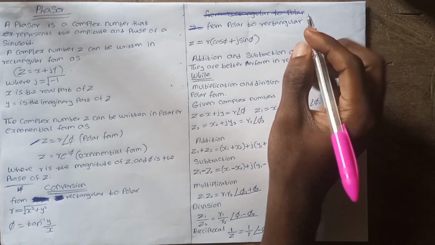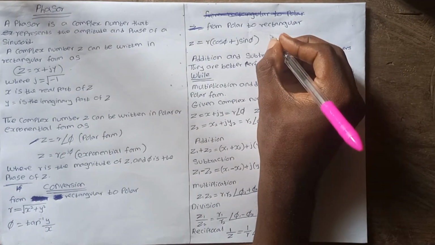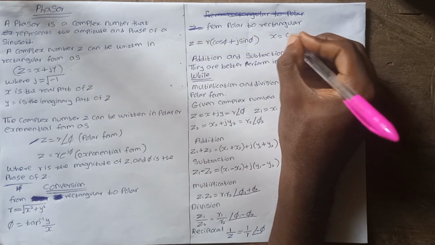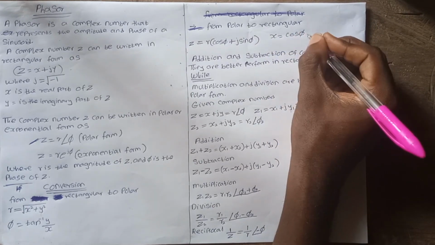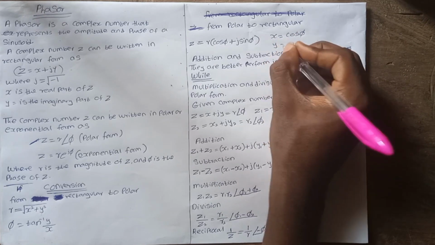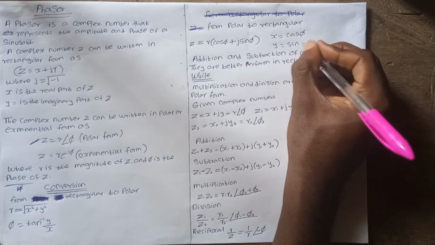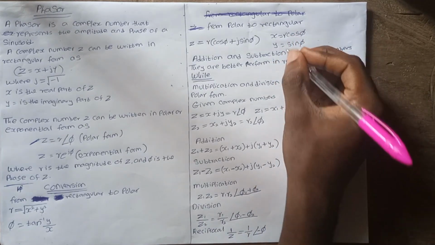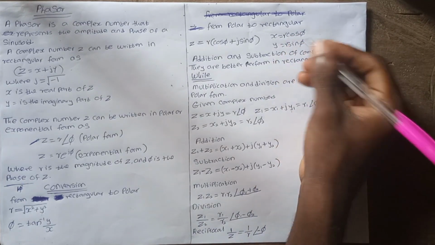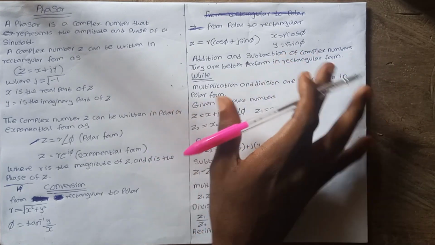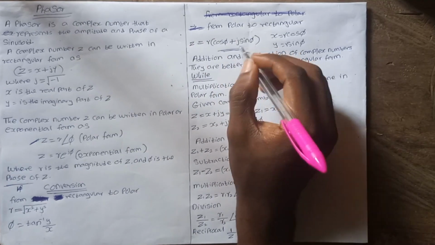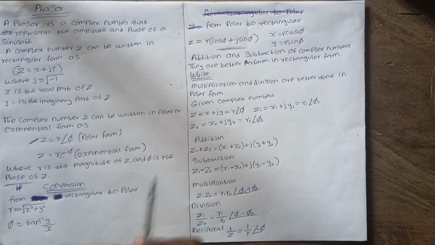So you can still write it like this: x is equal to r cos phi, y is equal to r sin phi. So we kind of bring the two of them together. That's why we have it in this form. So this is how to convert from polar to rectangular, and from rectangular to polar.